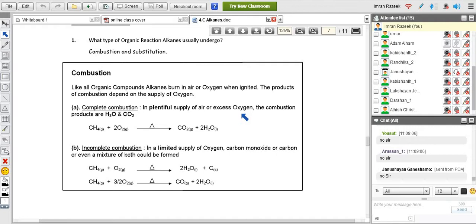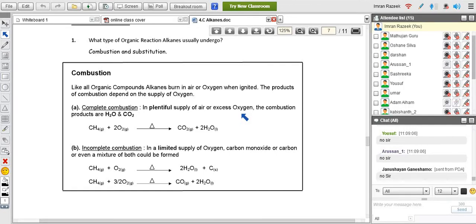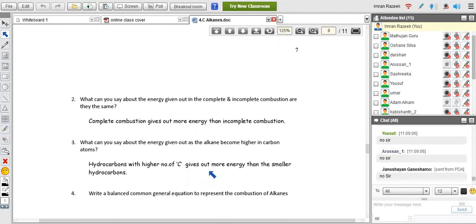Whenever you burn hydrocarbons completely, which is complete combustion, it releases more energy compared to the incomplete combustion. So combustion is burning, that is reaction with oxygen. Two types of combustion. In the incomplete combustion, remember, it's not only carbon monoxide, even carbon soot, just carbon solid, can also be produced. So the complete combustion gives out more energy with respect to the incomplete combustion.